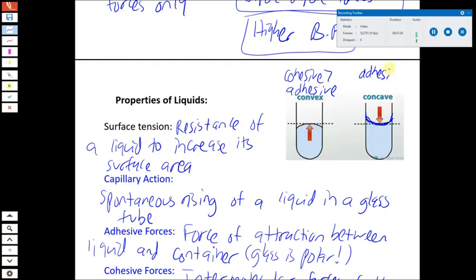So these are just very basic concepts. We don't really want you to know them at very deep levels, but just some definitions associated with liquids and things that are related to these intermolecular forces. All right.